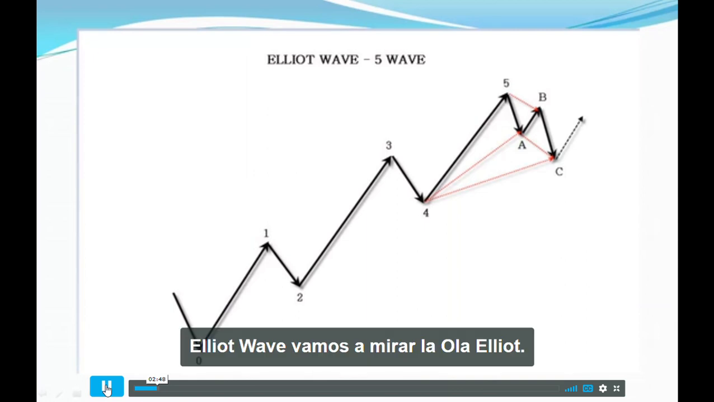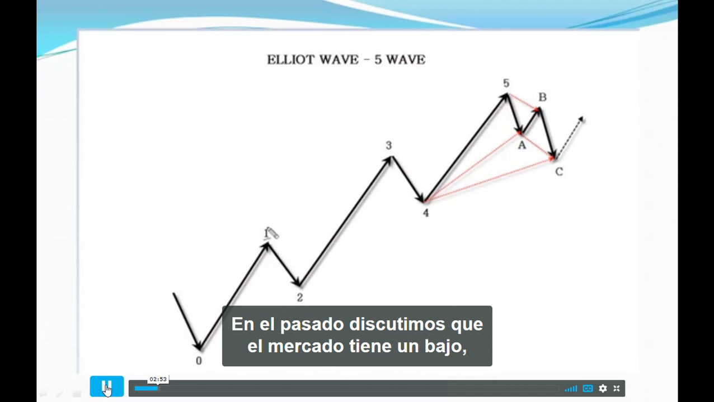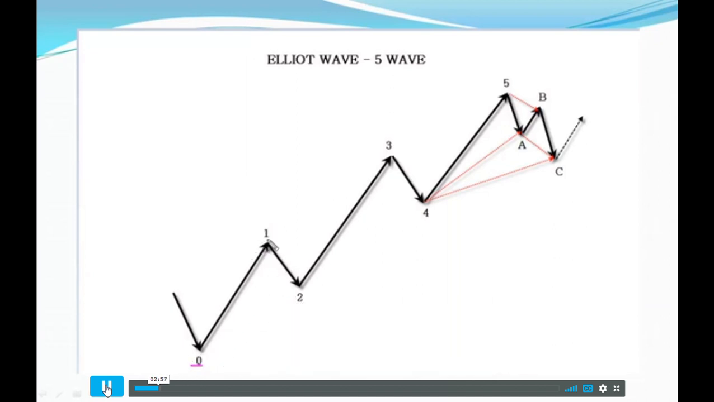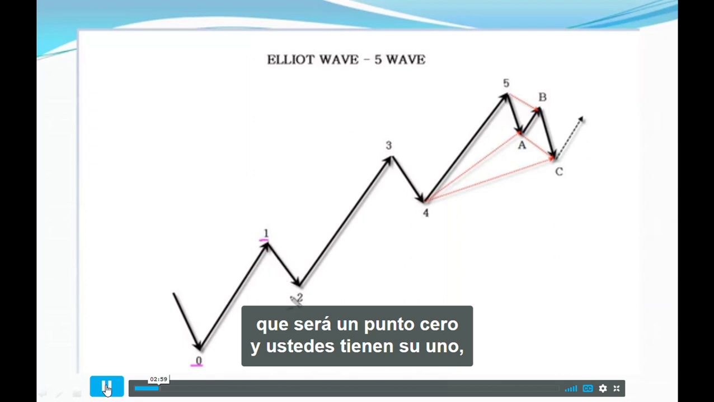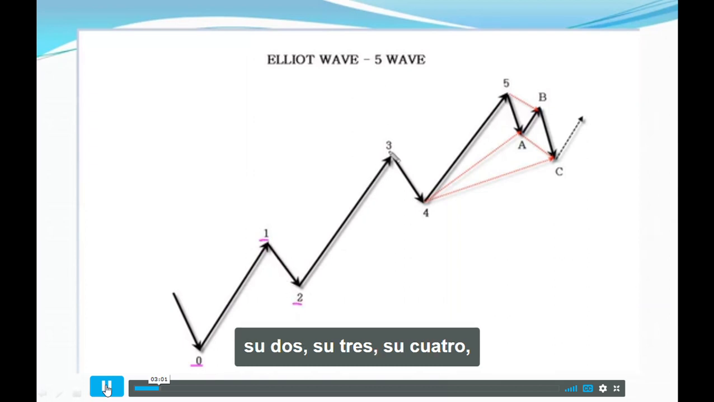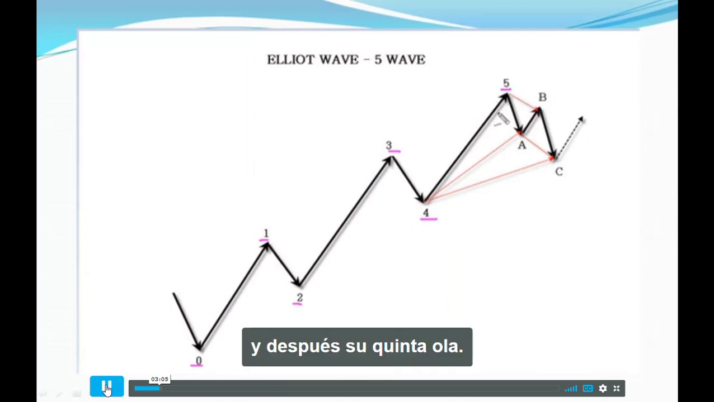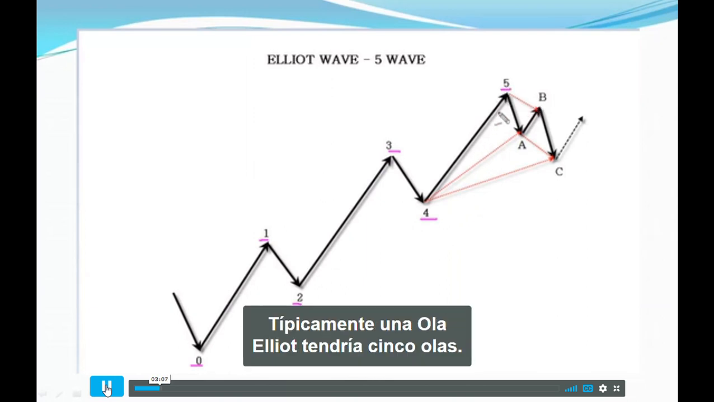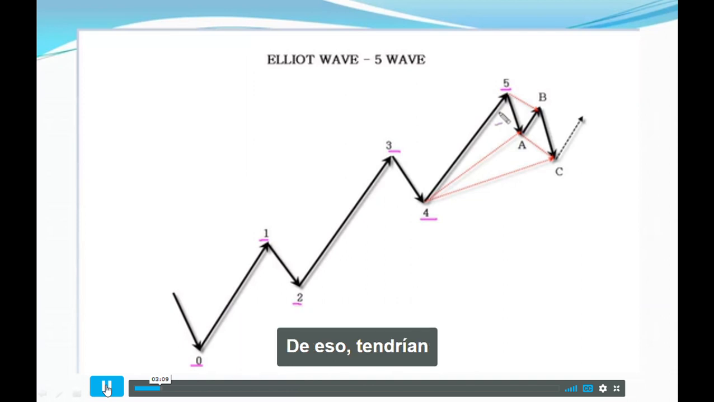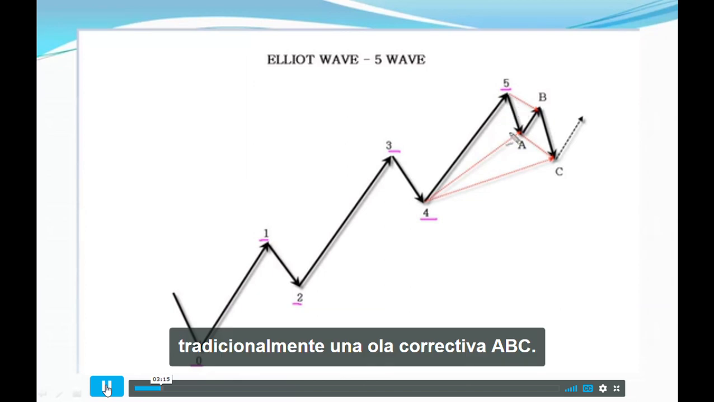Let's take a look at Elliott wave. In the past, we discussed that the market has a low, which will be a 0 point, and you have your 1, your 2, your 3, your 4, and then your fifth wave. So typically an Elliott wave would have 5 waves. From that, you would traditionally have an ABC corrective wave.